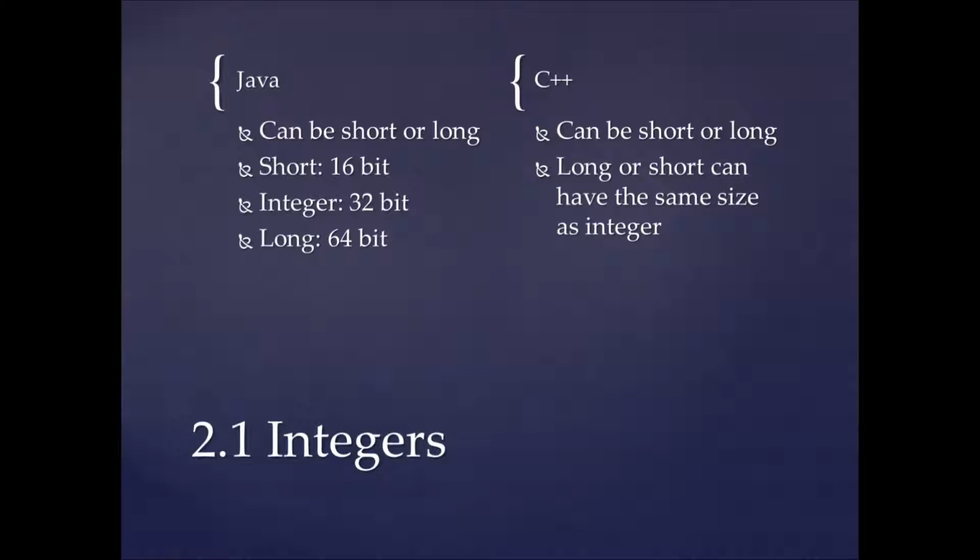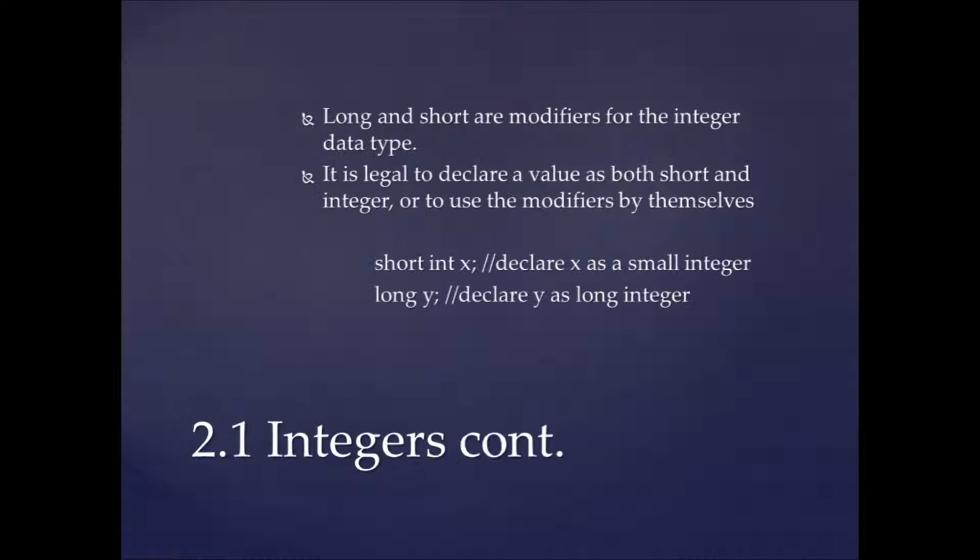2.1 Integers. In both Java and C++, integers can be either short, long, or just plain integers. For Java, shorts are 16 bits, integers are 32 bits, and longs are 64 bits. C++ allows longs, shorts, and integers to all be the same size. Long and short are modifiers for the integer data types. It is legal to declare a value as both short and integer, or to use the modifiers by themselves.